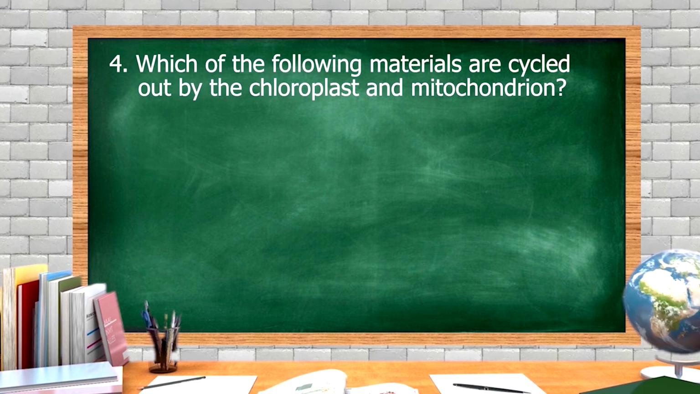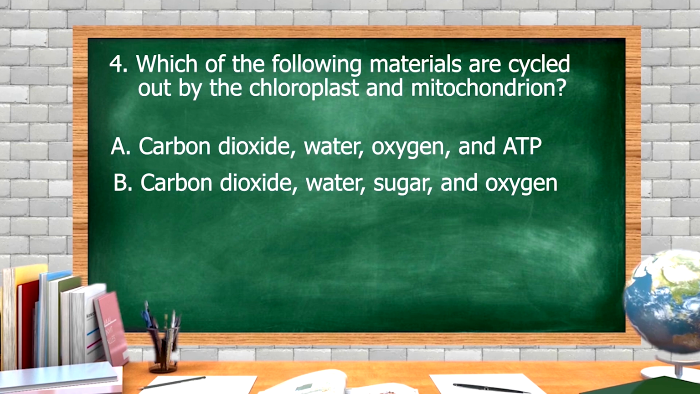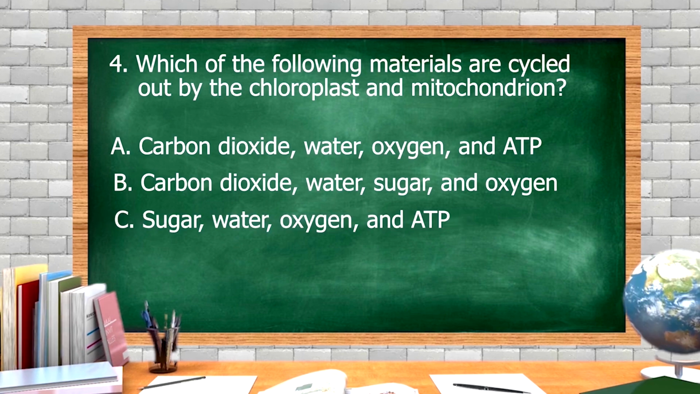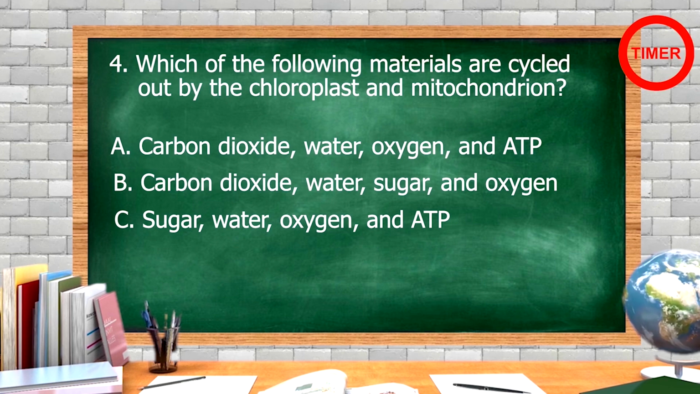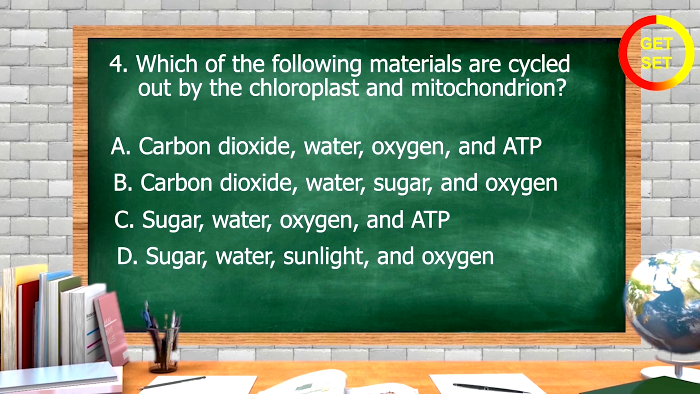Question 4. Which of the following materials are cycled out by the chloroplast and mitochondrion? A. Carbon dioxide, water, oxygen, and ATP. B. Carbon dioxide, water, sugar, and oxygen. C. Sugar, water, oxygen, and ATP. D. Sugar, water, sunlight, and oxygen.